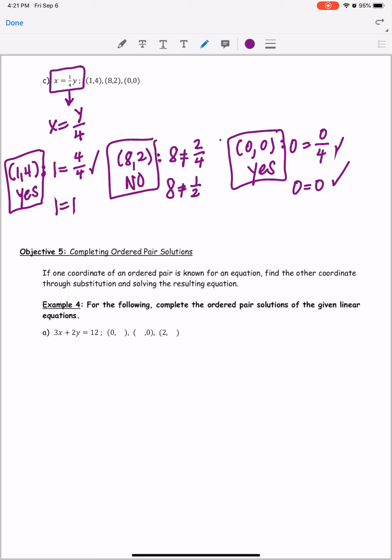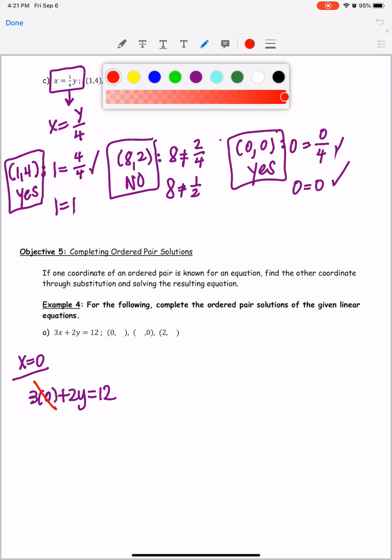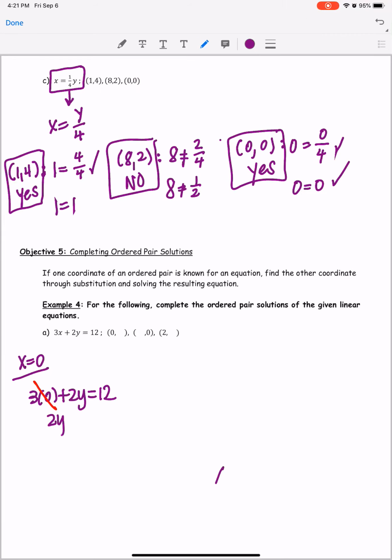So this first one, we've got x is 0, so plug that in to this x here. So I have 3 times 0 plus the rest of it, 2y equals 12. So now solve this equation. So 3 times 0 goes away. So I'm left with 2y equals 12. Divide both sides by 2. And we get y equals 6. So to finish this ordered pair, now it's 0, 6.